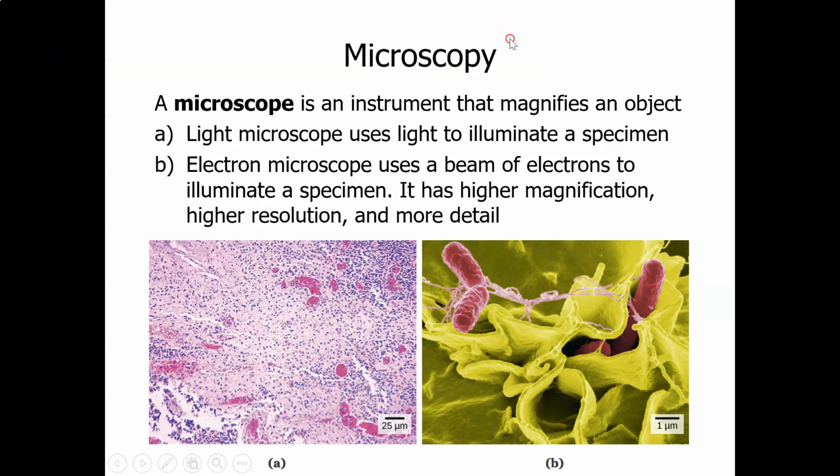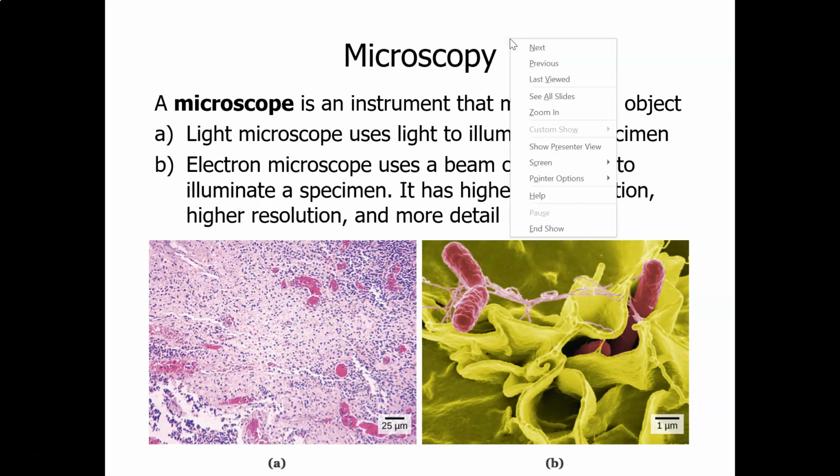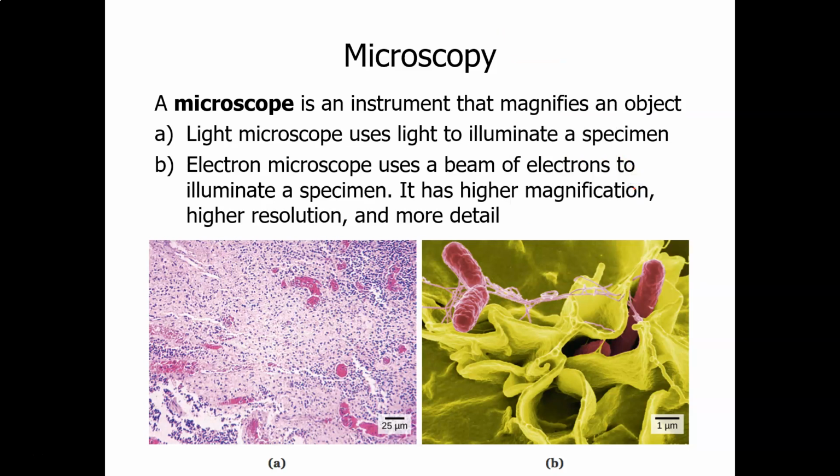Okay, the chapter begins with a little bit about microscopes, and that is because looking at cells, individual cells, involves microscopes. A microscope is an instrument that magnifies an object. The light microscope is the one that we use in biology lab, and it uses light to illuminate a specimen. A light microscope can magnify a specimen up to 1,000 times.